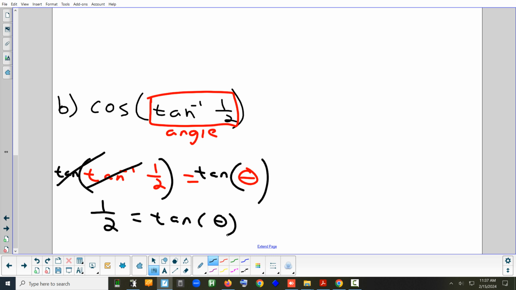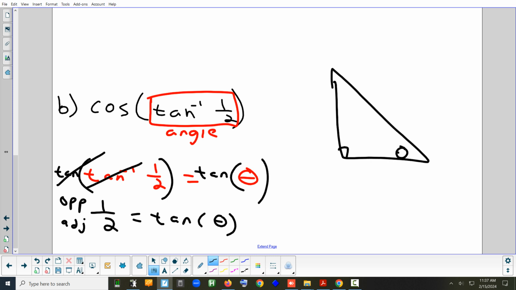Now think about what tangent is telling you. What's the definition of tangent? Opposite over adjacent. So this is telling me two sides to label in a triangle. Draw your triangle. Put your angle. What does that tell me I should make the opposite? 1. What other side does it tell me? The adjacent, and it tells me to make the adjacent 2. What side am I missing? The hypotenuse. I'm just going to call it C.